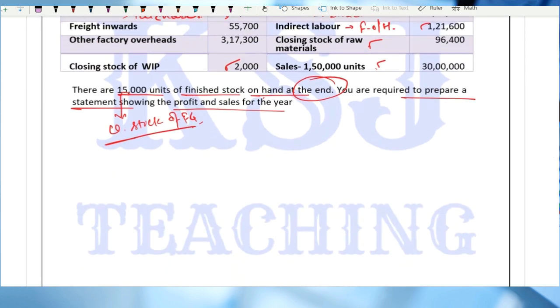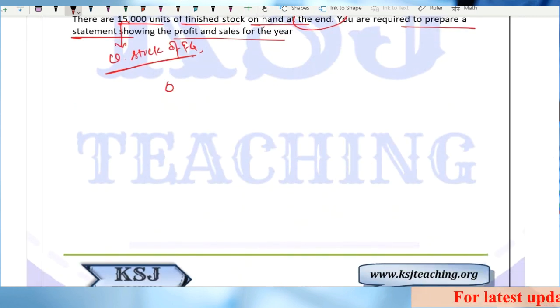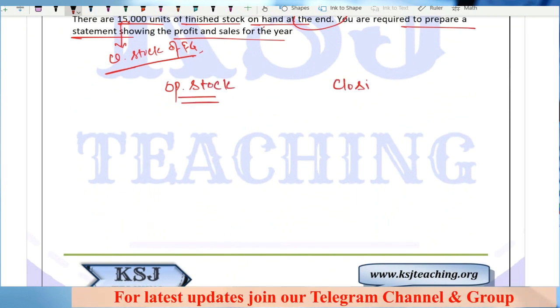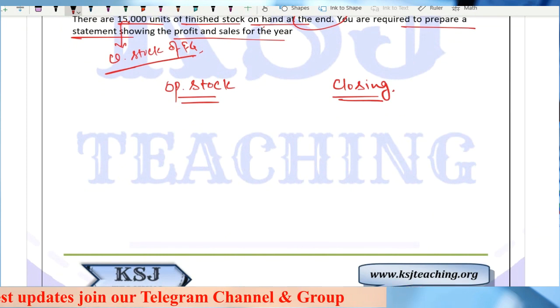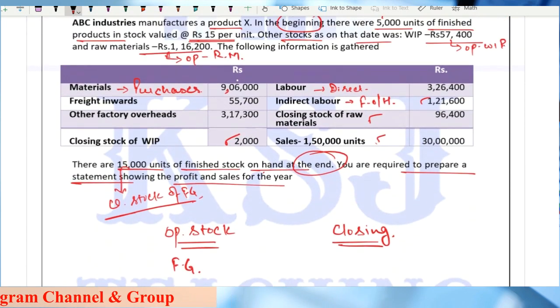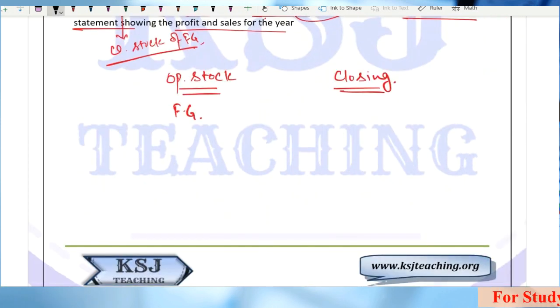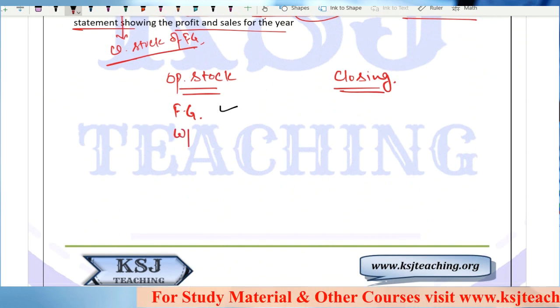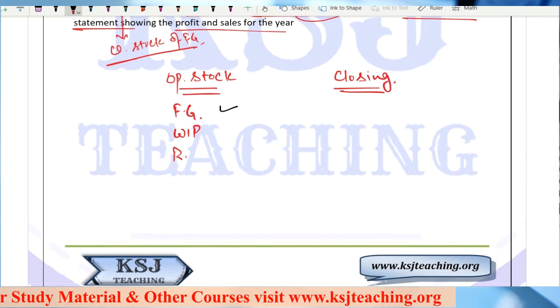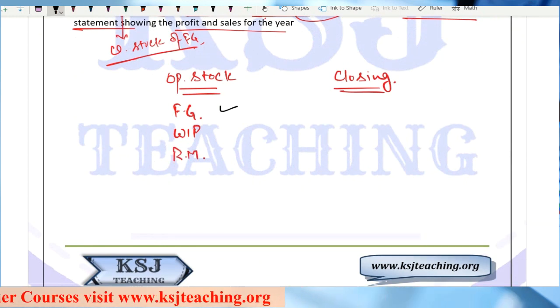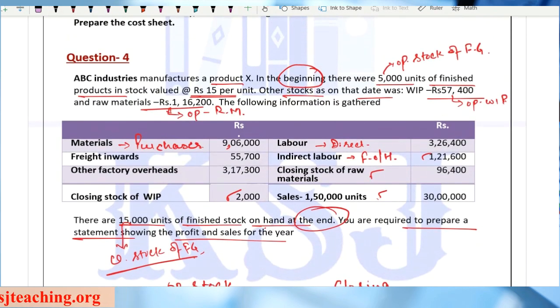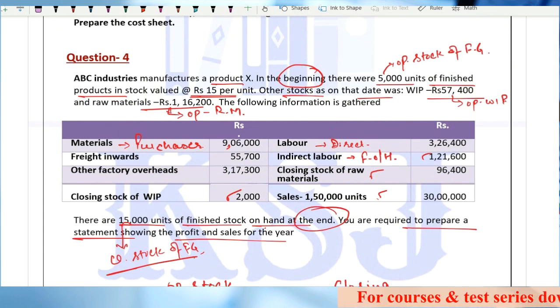Now, when I am talking about the opening and closing stock, in the beginning of the question, opening stock is given for FG, that 5,000 units at the rate of 15 per unit. So the value is given for that. Opening stock is given for WIP and for raw material also. Is the value given? Yes, sir. Value is given at the beginning, 57,400 and 1,16,200. Any doubts up till this point?